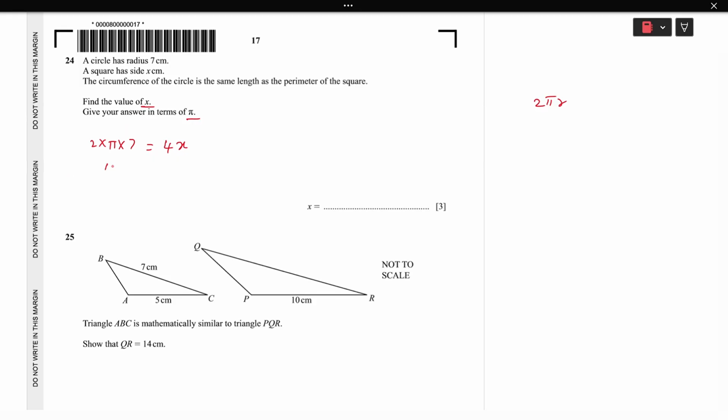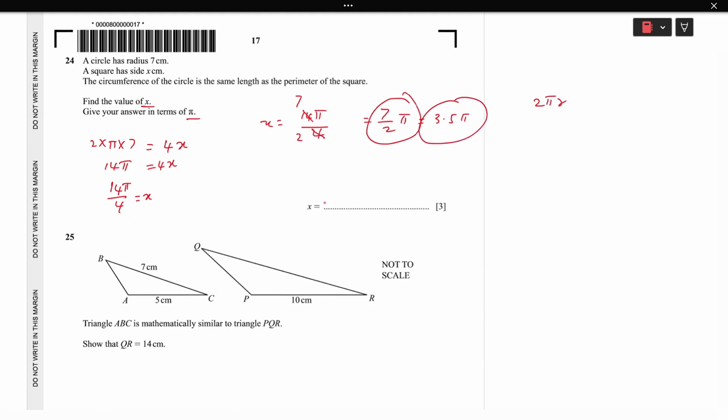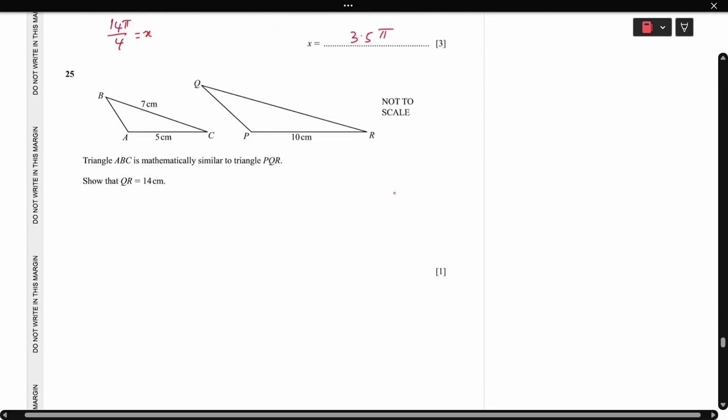So here we'll get 14 pi equal to 4x. I'll bring this 4 to this side, so 14 pi over 4 equal to x. So 14 pi over 4, x equals, I'll reduce it using the 2 times table. 7 times 2 is 14 and 2 times 2 is 4, so it's 7 by 2 pi. 7 by 2, when we make it a decimal, is half of 7, which is 3.5. You can leave the answer like this or like that, anything is correct. So I'll leave it as a decimal, 3.5.